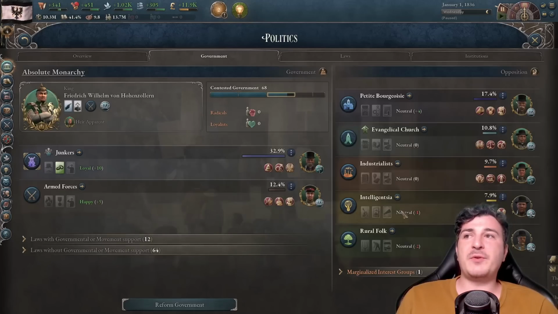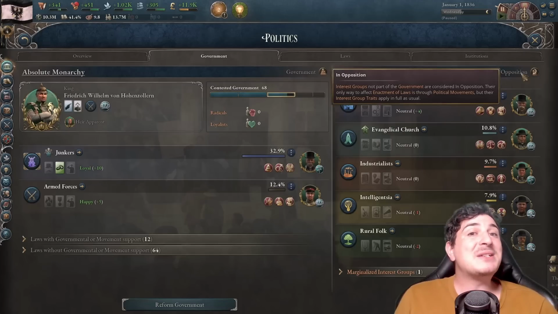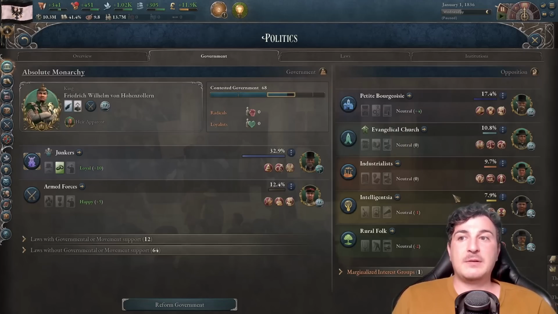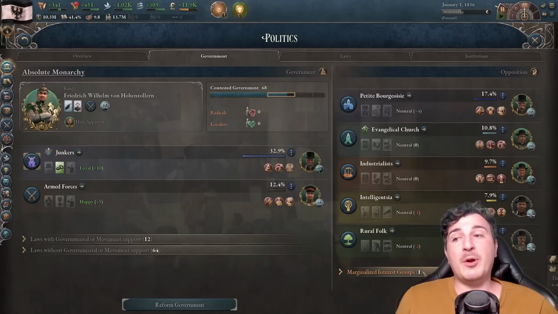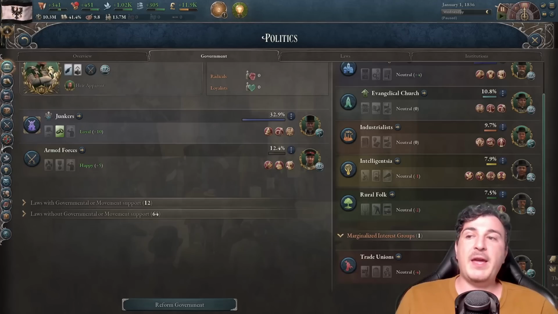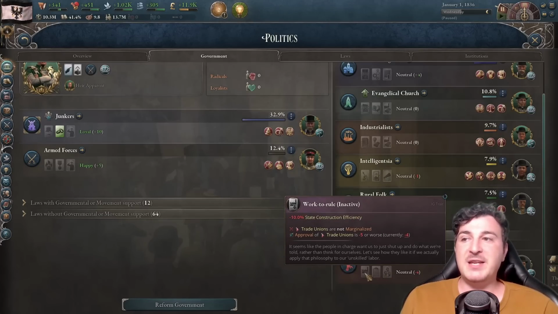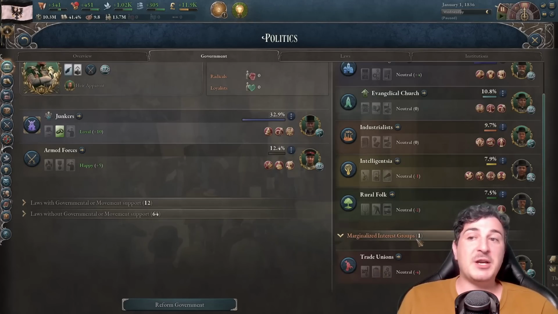When it comes to the government screen, fairly straightforward. We have the monarch at the top, we have the government, and we have the interest groups within the government, as well as the interest groups in the opposition, not in government, but hopeful that one day they will become a part of the government. If we click here, we also have the marginalized interest groups. The marginalized interest groups basically have so little clout that they are just irrelevant. As such, you cannot get any of the bonuses from these interest groups like workforce ratio, manufacturing industries, and state construction efficiency from the trade unions because they are marginalized.